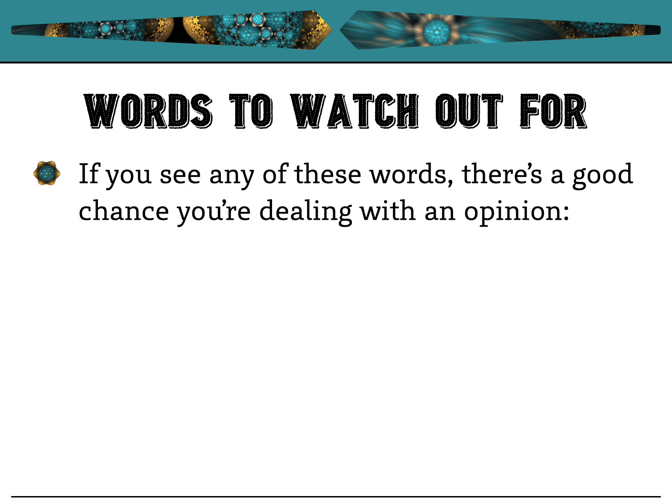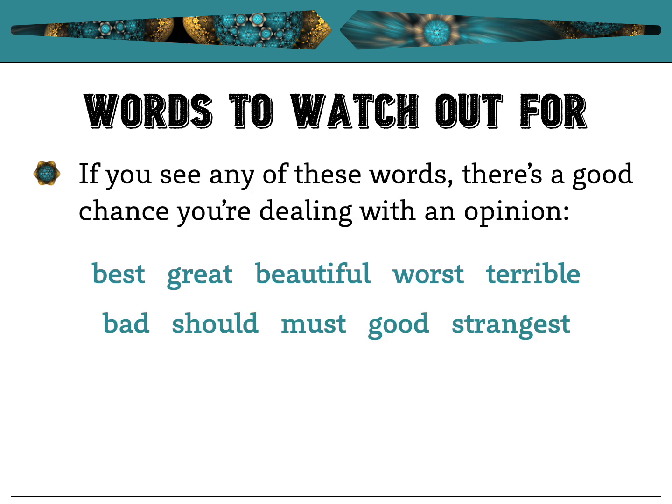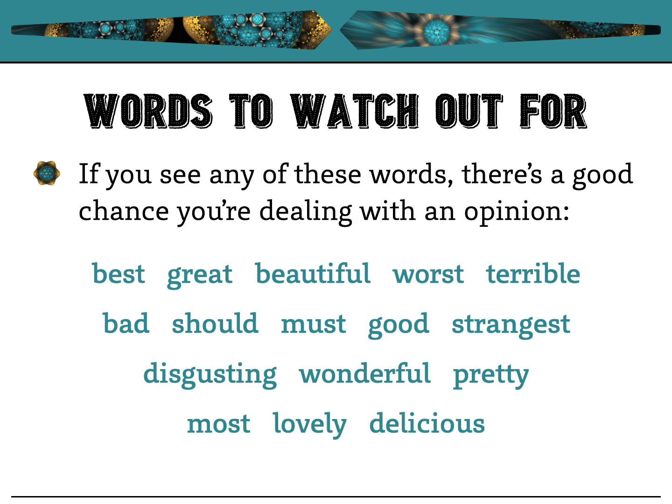So here are some words to watch out for, because if you see any of these words, there's a really good chance that you're dealing with an opinion. Best, great, beautiful, worst, terrible, bad, should, must, good, strangest, disgusting, wonderful, pretty, most, lovely, delicious. There's many, many more words, but these are just some common ones. You see one of these words in a sentence, it's probably an opinion.